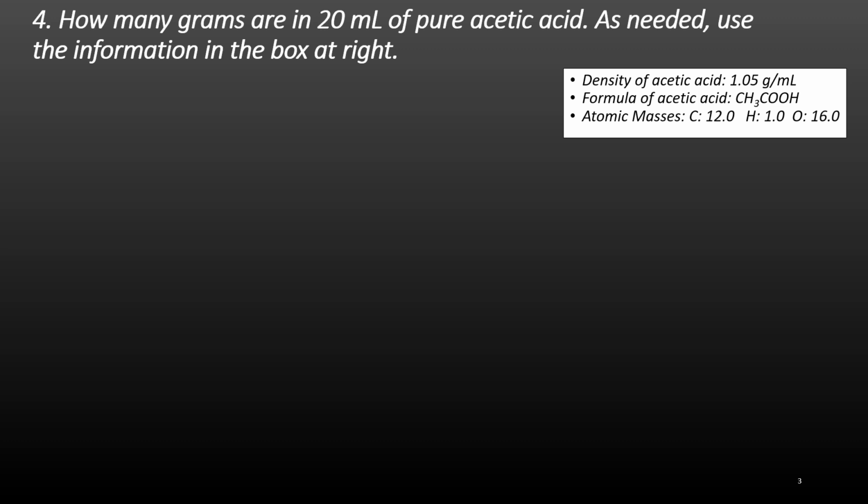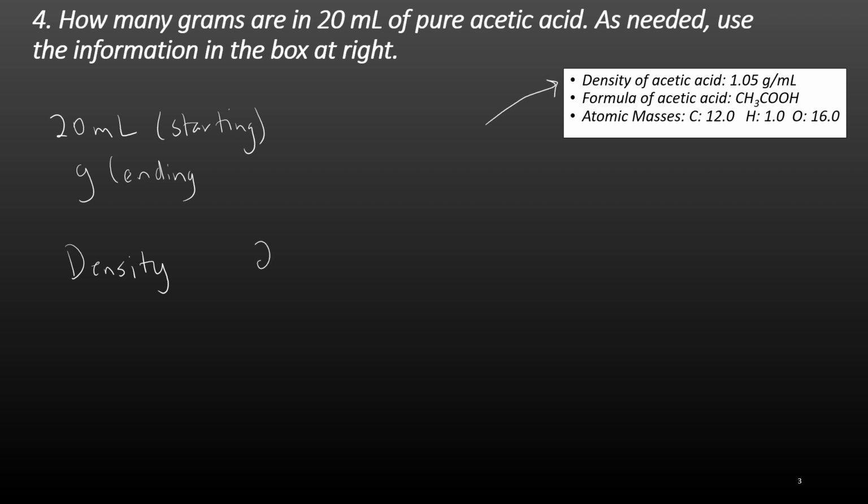Here, we start with 20 mils of pure acetic acid. So we start with mils. Those are our starting units. And we want to get to grams. So grams are the ending unit. So we need a conversion factor that converts milliliters to grams. And what is that? Well, we're converting a volume, milliliters, to a mass, grams, and what does that? Density does that. And we're given the density in the upper right here in this box.